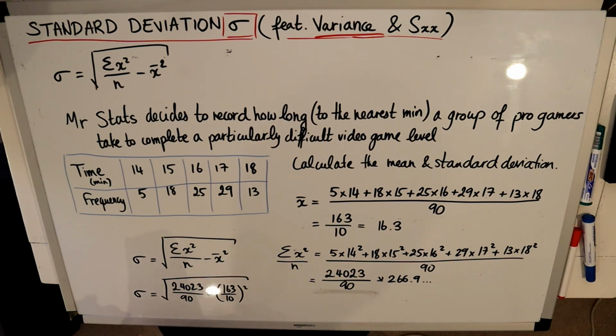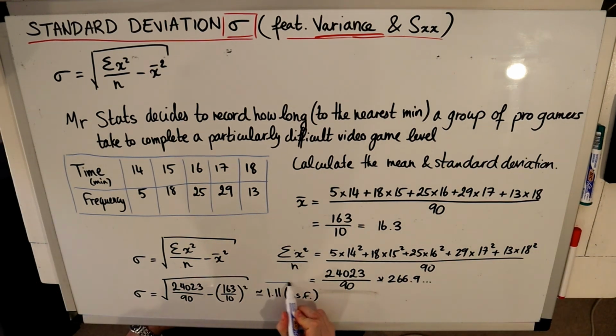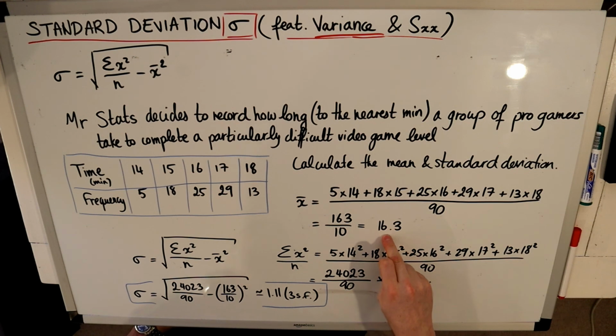the average distance away from the mean that this data takes. We are going to get 1.11, correct to 3 significant figures. But I do want to hammer home essentially what this actually signifies. This number means that on average, people did it in 16.3 minutes, but on average, in addition to that, people were 1.11 minutes off of this.